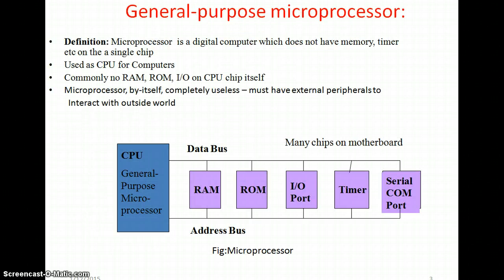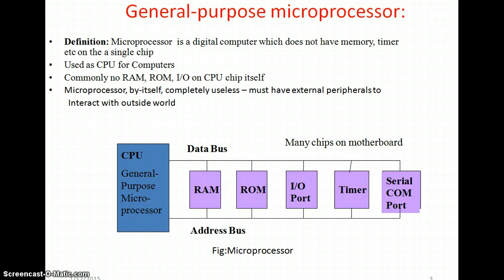First of all, I will define what is microprocessor. On the basis of this diagram, you can identify these are the necessary components: RAM, ROM, input output port, timer, serial communication port. These necessary components or peripherals are connected through the data bus and address bus to the general purpose microprocessor. You can also call it CPU.